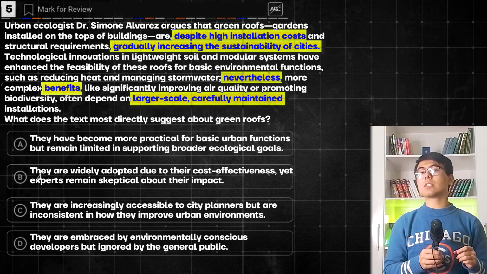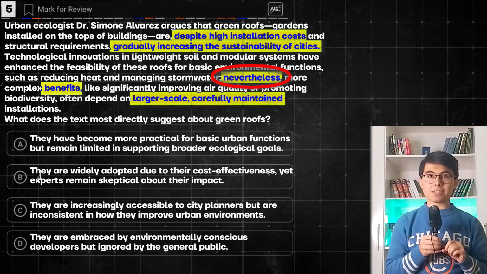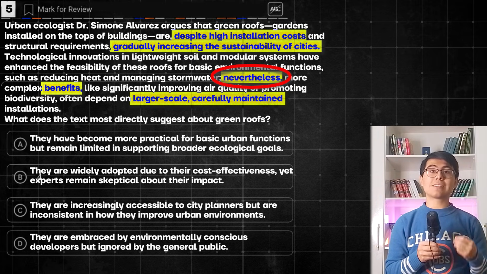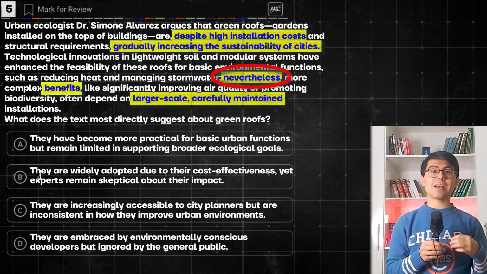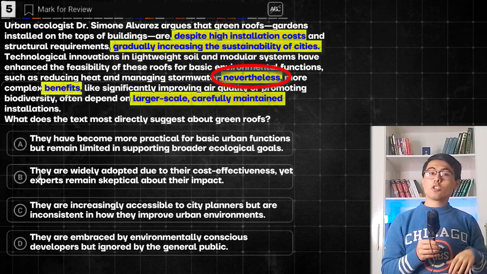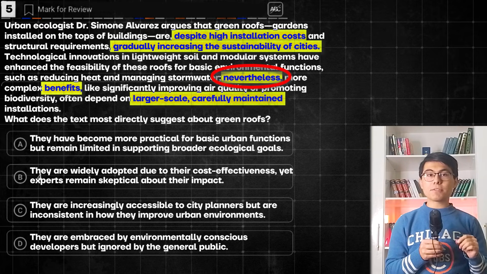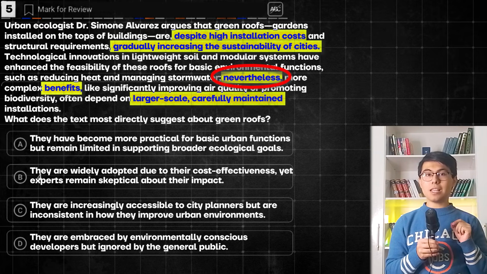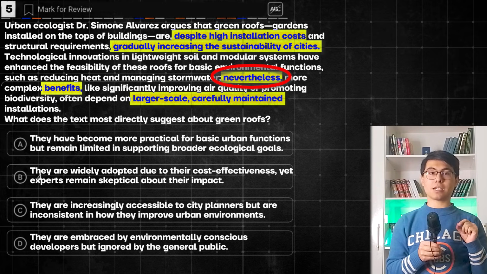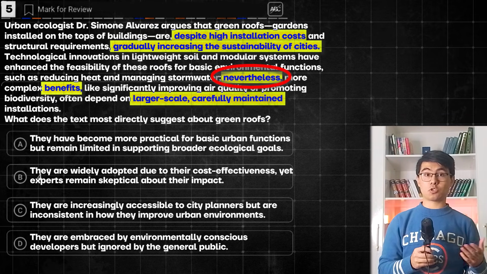So notice the word nevertheless in the passage. That's a major SAT clue. It tells you the complex benefits are not guarantees. So choice A, they have become more practical for basic urban functions, but remain limited in supporting broader ecological goals. It sounds true. So now let's look at choice B.